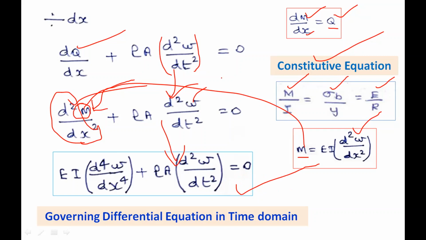In this equation we have two independent variables, x and time t. Because it is a dynamic problem, we have time also involved here. But to solve this problem, we are going to eliminate the time domain in terms of the frequency domain. At this stage, this equation is called the governing differential equation of the transverse vibration of beam problem in the time domain. Now we are going to convert this equation into the frequency domain.